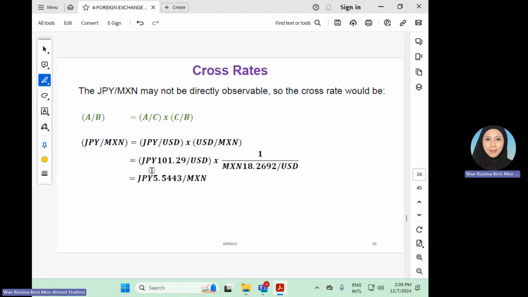So Japanese yen currency A, Mexican peso currency B. What is C? The repetitive one, the one that I cancel. So Japanese yen against Mexican peso is equal to Japanese yen against USD times USD against Mexican peso. Why do I have to put 1 over? Can you see this? It means something like reciprocal. Then you check.